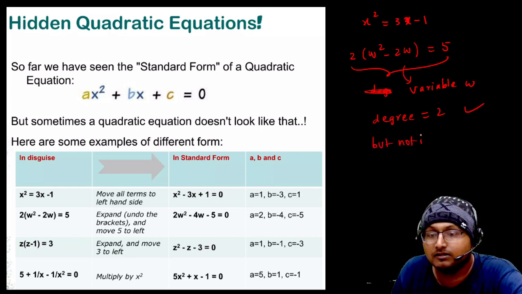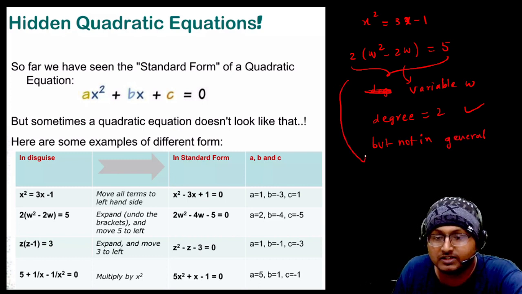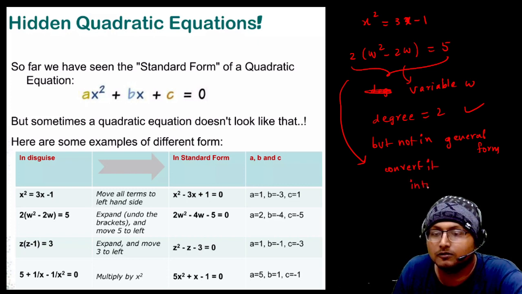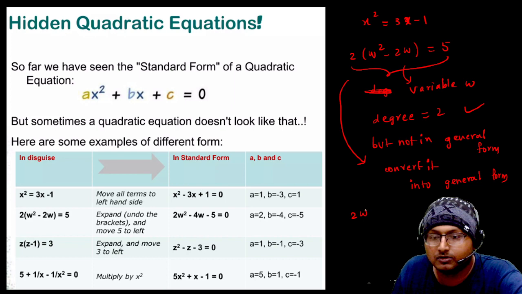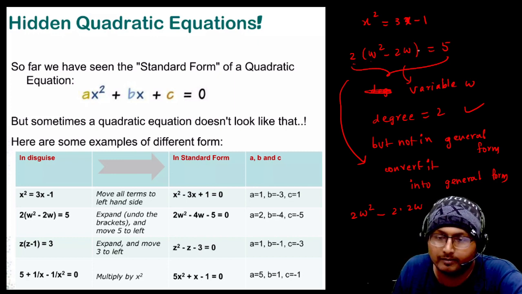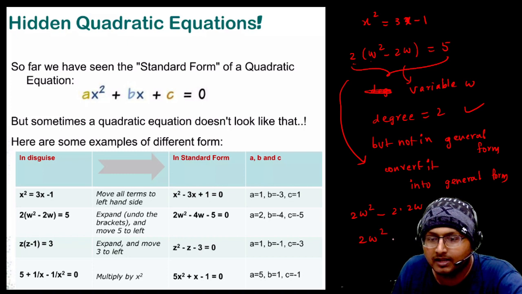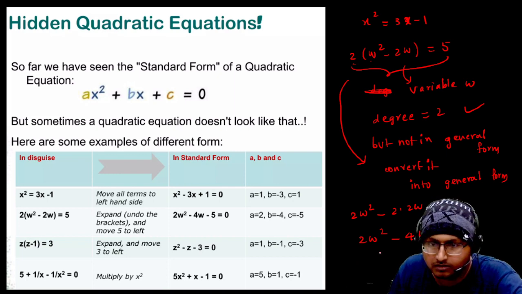Hence you have to convert this into a general form. How will you convert? First of all, you expand this one. 2w square minus 2 into 2w equal to 5. What I did was distribute 2 into w square and 2 into minus 2w. So it will become 2w square minus 2 into 2, 4w, is equal to 5.